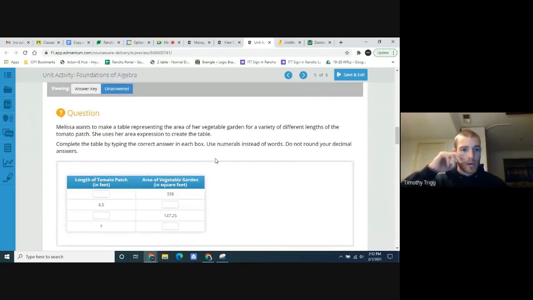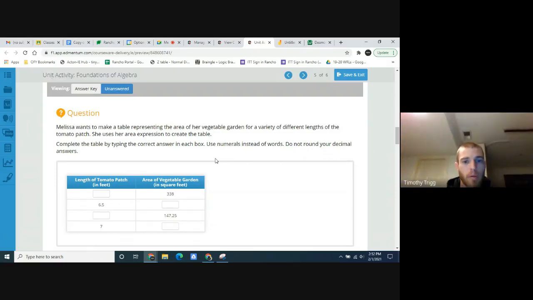Melissa wants to make a table representing the area of her vegetable garden for a variety of different lengths of the tomato patch. She uses her area expression to create the table. Complete the table by typing the correct answer in each box. Use numerals instead of words. Do not round your decimal answers.